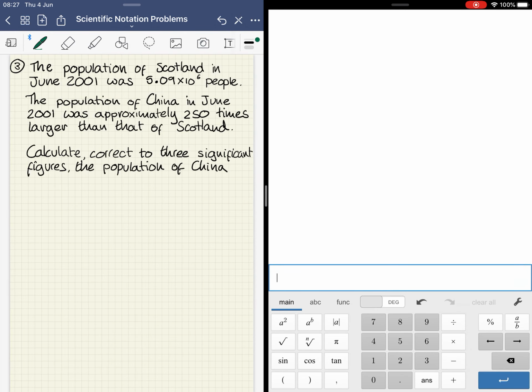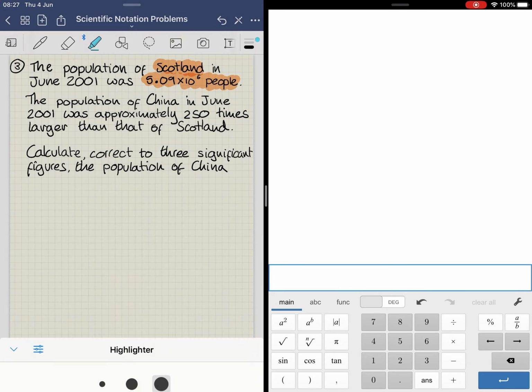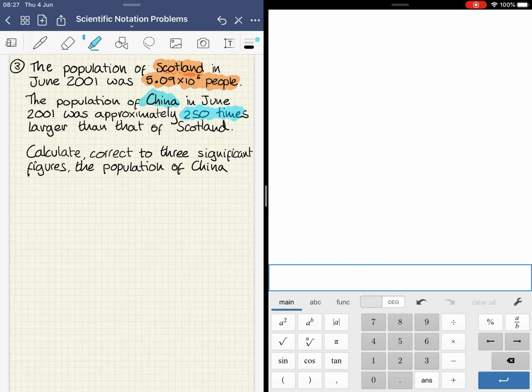Okay, next one. Bit of a long one to read here, so get my highlighter out. The population of Scotland in June was 5.09 times 10 to the 6 people. I'll highlight Scotland there. Then, the population of China in June was approximately 250 times larger than that of Scotland. Calculate, correct to 3 significant figures, the population of China.